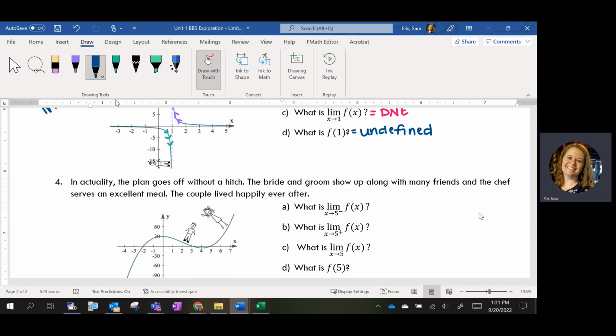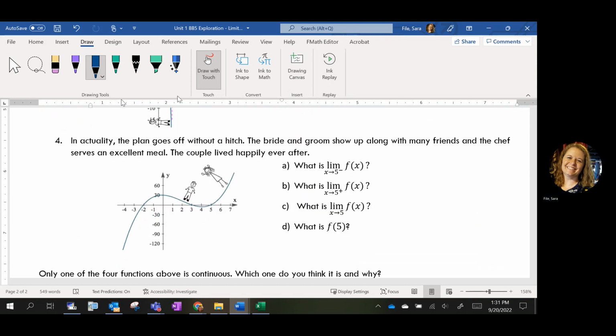And then scenario 4, it says the plan actually goes off without a hitch. We are approaching, what is it, 5. Okay, so I'm gonna put a point there at 5. Okay, so as the groom approaches from the left, what y value is he approaching? 0. And the bride is approaching from the right. What y value is she approaching? 0.